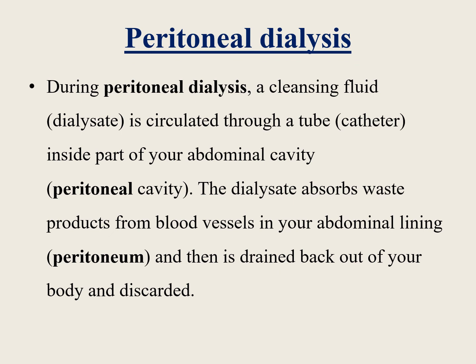During peritoneal dialysis, a cleansing fluid, dialysate, is circulated through a tube inside part of your abdominal cavity, the peritoneal cavity. The dialysate absorbs the waste products from the blood vessels in your abdominal lining, the peritoneum, and then is drained back out of your body and discarded.